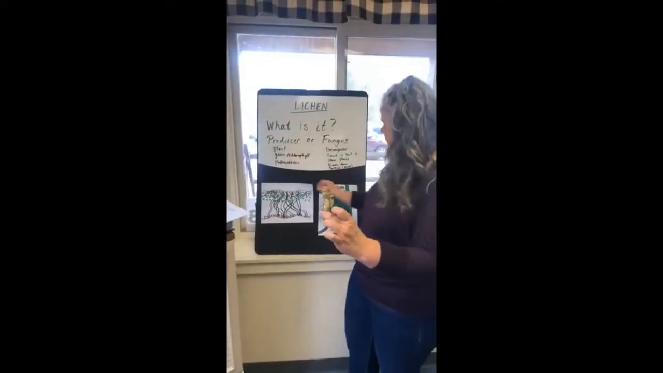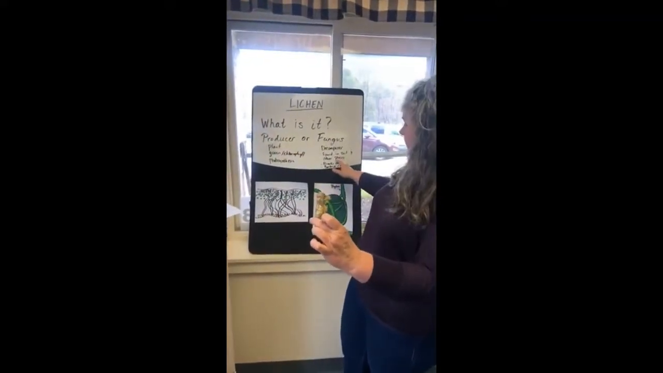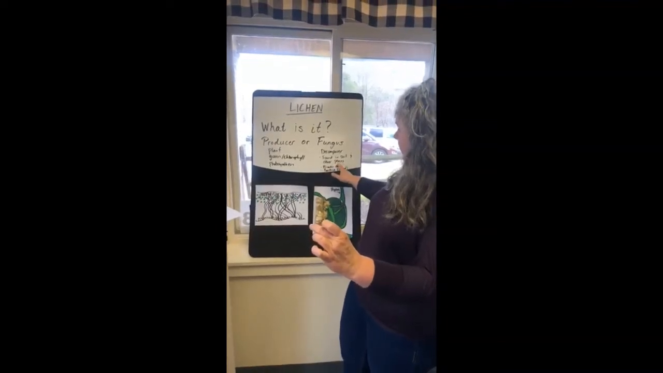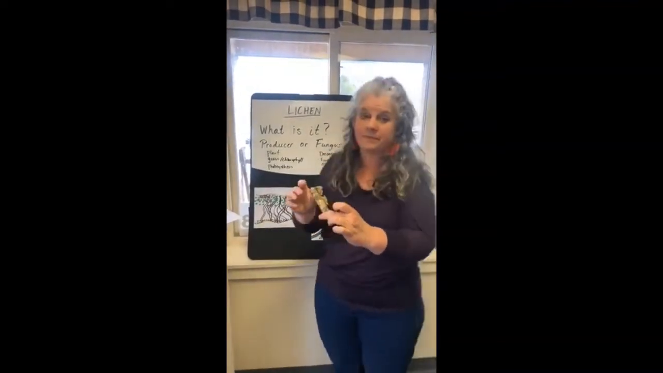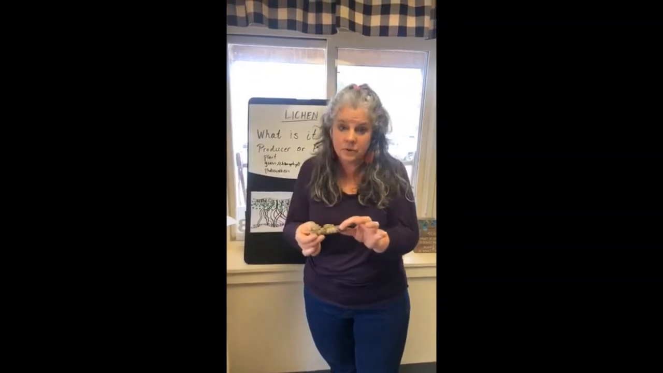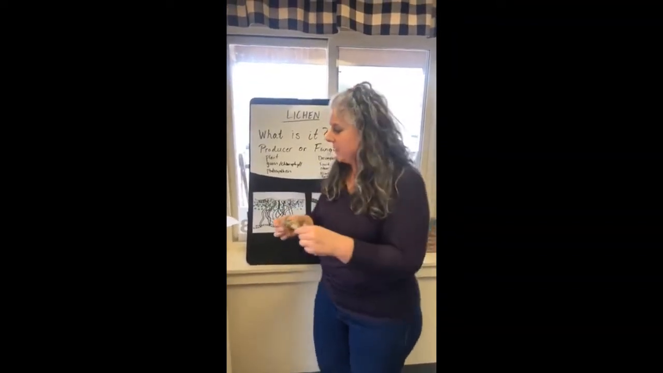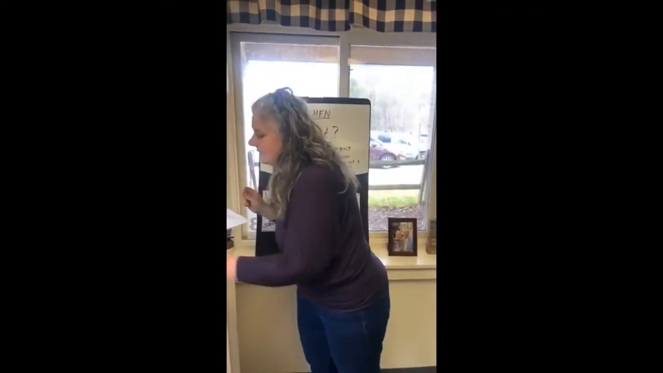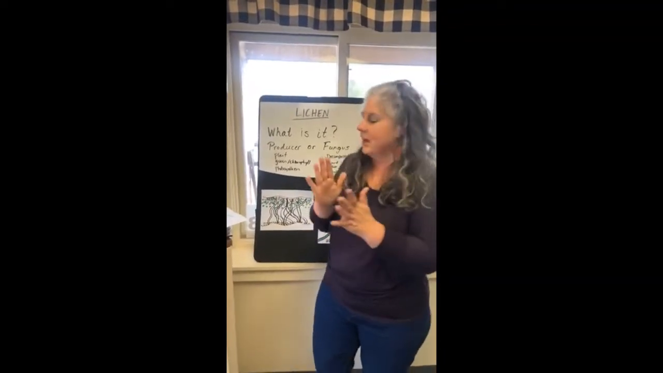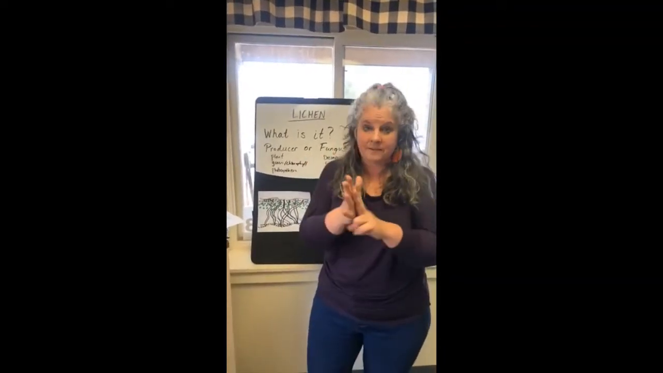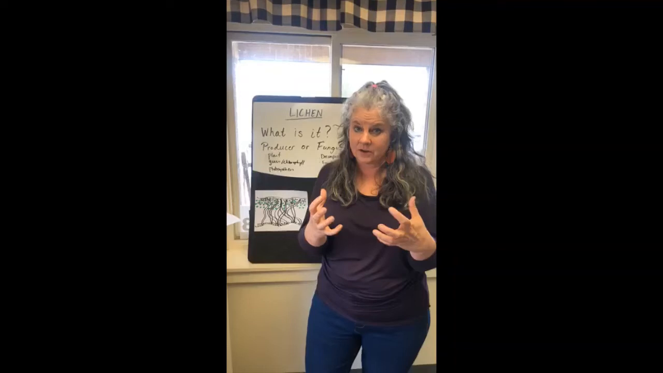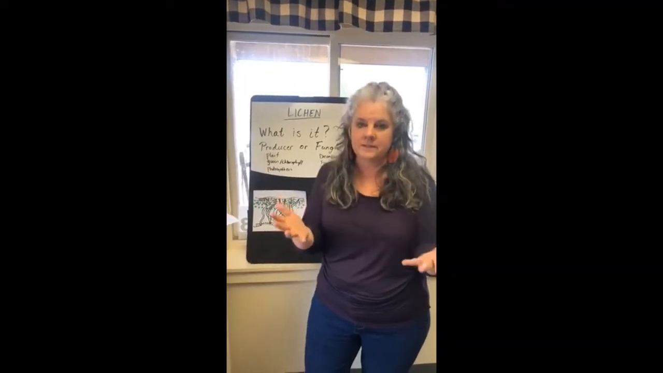So it really fits all the categories. It is green, and it is found on other places. It is considered a type of fungus. You can see it on trees, you can see it on rocks. But the cool thing about lichen is that it's actually a producer and a fungus that live together in a symbiotic relationship. So both benefit each other.